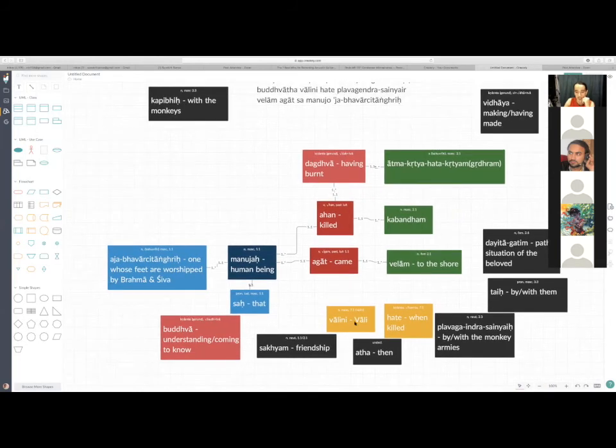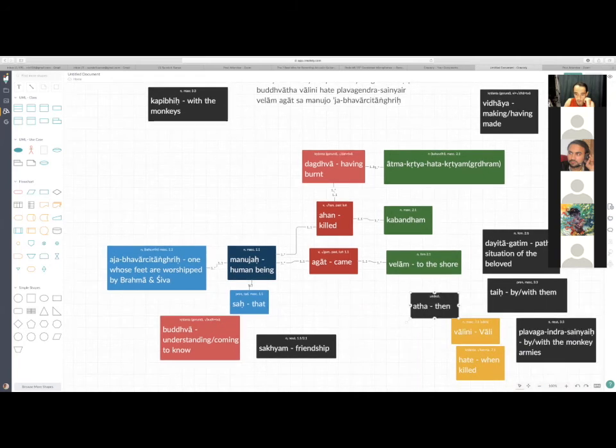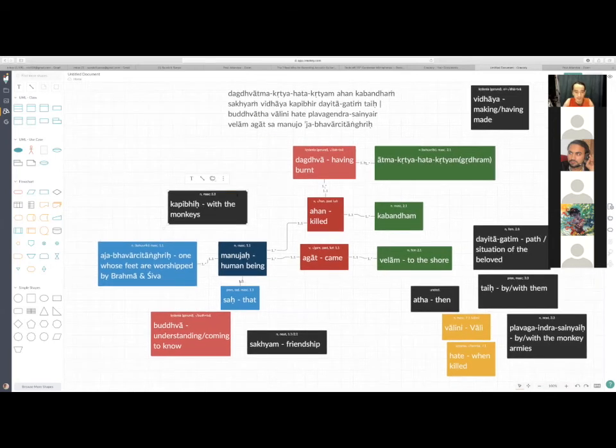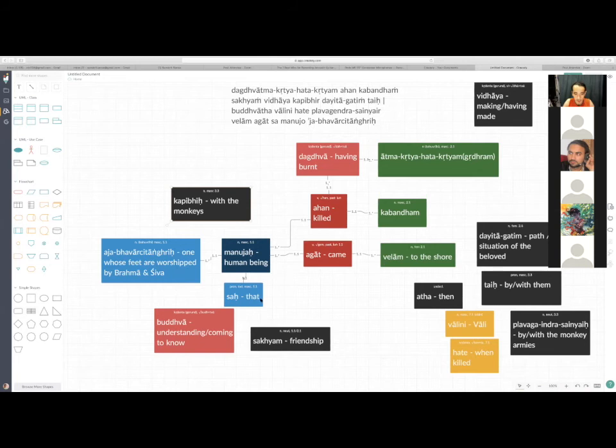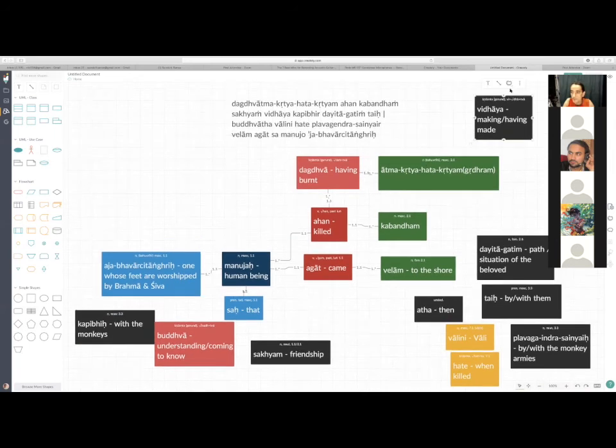Okay, let's connect, I suggest, all other gerunds to the second verb. I mean, there is no strict rule that you must connect it to this or that verb. It's just judging the proximity and the meaning. So vidhaya. Where is our vidhaya? Okay, I found it. Vidhaya. It's connected to ahan here, right? Agat.